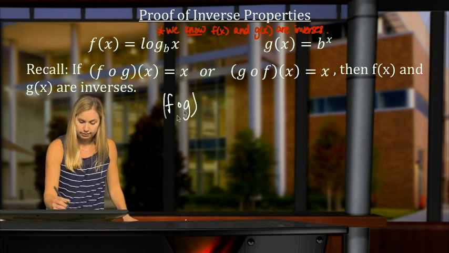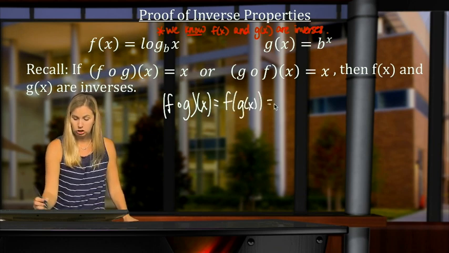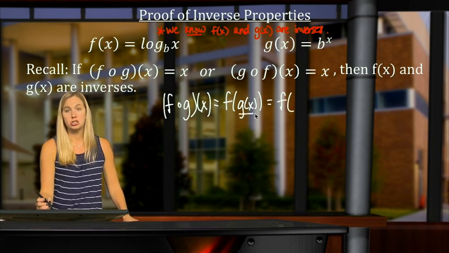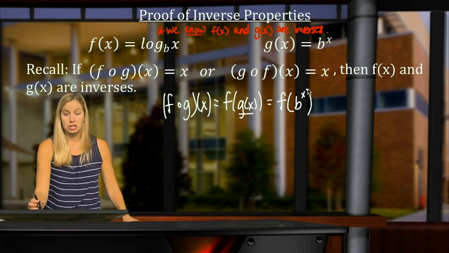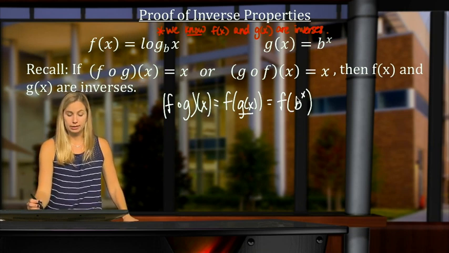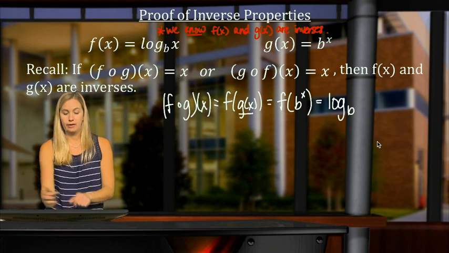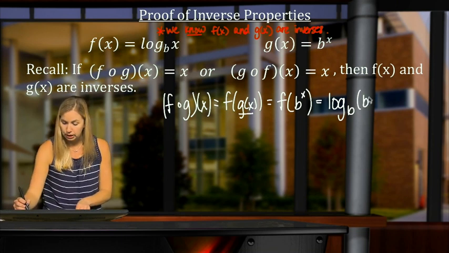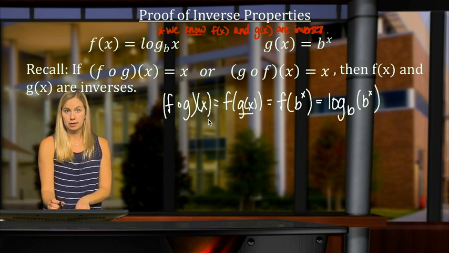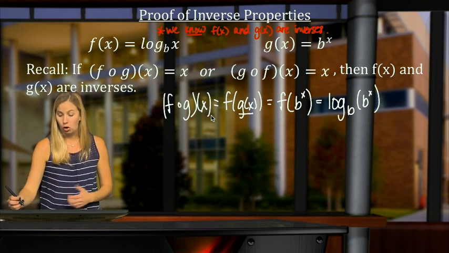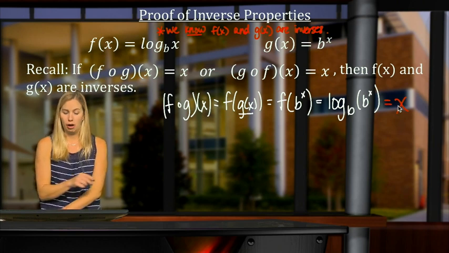F of g of x is the same as f of g of x, written in function notation. If I substitute g of x is b to the x. Now this is function notation telling me to substitute b to the x everywhere I see an x in f. So this is log base b. Instead of x like we have here, we're going to substitute b to the x. So this is the composite function f of g of x. Because I know that f of x and g of x are inverses, that means that this is equal to x, which is one of those inverse properties we just saw.